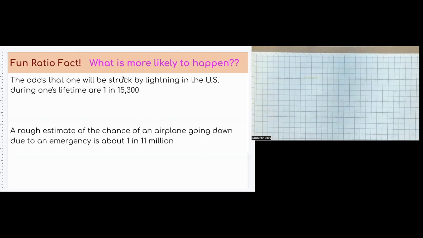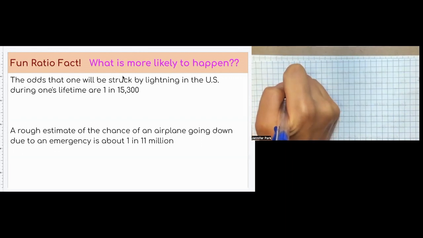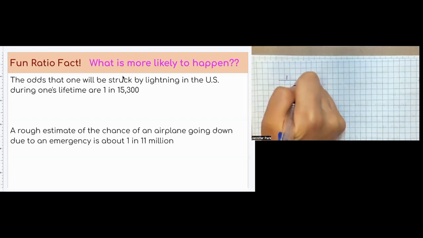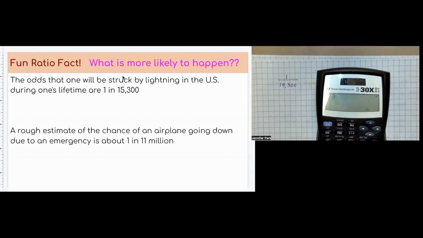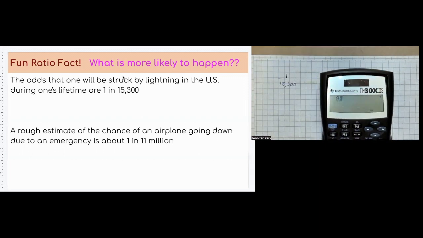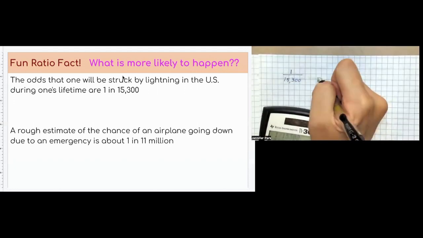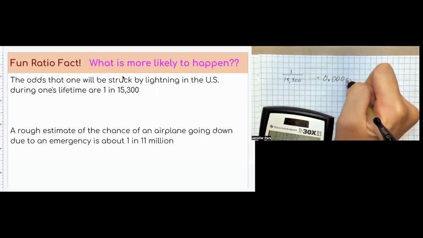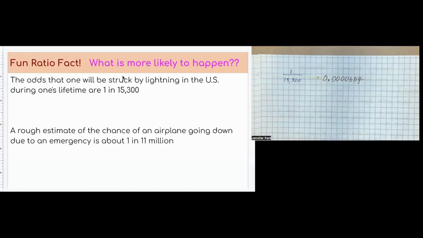Now, you don't have to write this in your notebook because there's no star. Well, let me just show you real quick. If the chance of someone getting struck by a lightning is 1 in 15,300, let's see what that would be as a percentage. What is the chance of us getting hit by a lightning? 1 divided by 15,300. That's approximately 0.0000654, right? That's as a decimal.